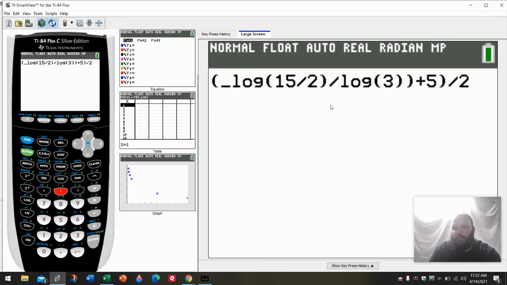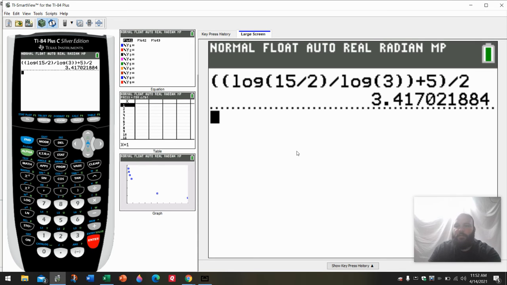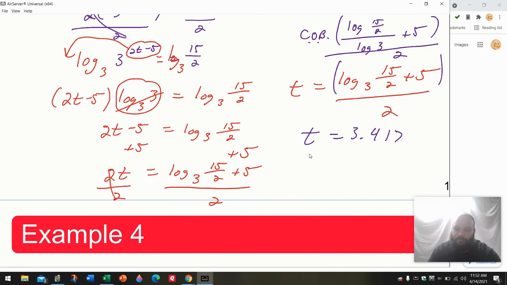So you need to use parentheses a little bit more because you need to force the calculator to do all of this stuff that you see typed first, and then add 5 to it, and then divide the entire expression by 2. And when I do that, you can see I get 3.417, which is exactly what we got when I used the other command.